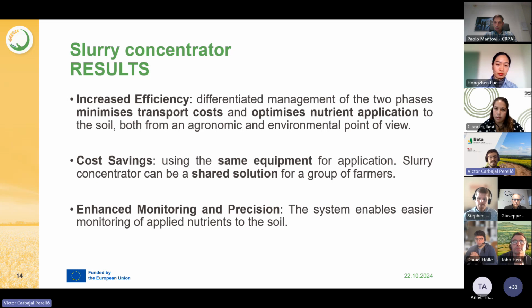And the third one is enhanced monitoring and precision. As I already mentioned, the system enables easier monitoring of the nutrients applied to the soil, as online devices can track the nutrient content of the liquid fraction. This facilitates, in the end, precision fertilization, minimizes nutrient losses and reduces emissions, and thereby optimizes soil health and its productivity.